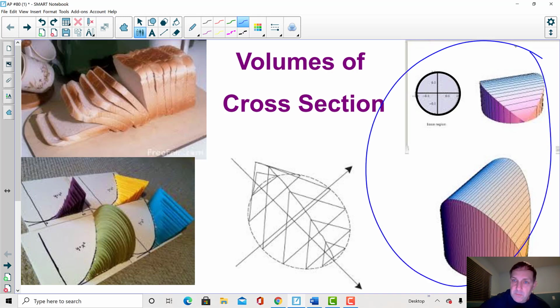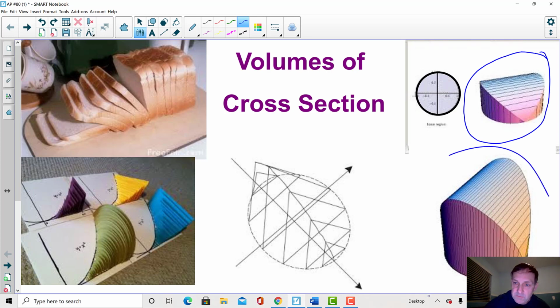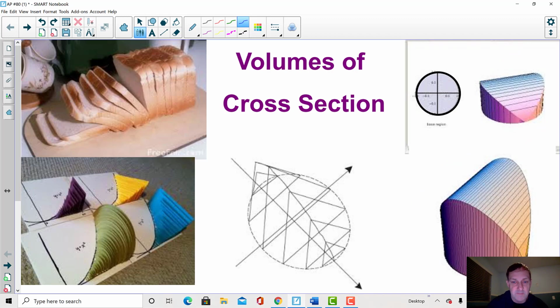And over here, we have an example where the base is just a circle, but this is what the volume would look like if you used a bunch of rectangles, and this is what the volume would look like if you used a bunch of squares. So we're going to take a closer look at those kinds of examples in a moment.